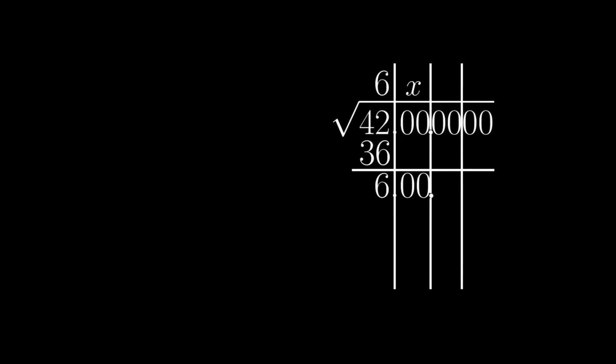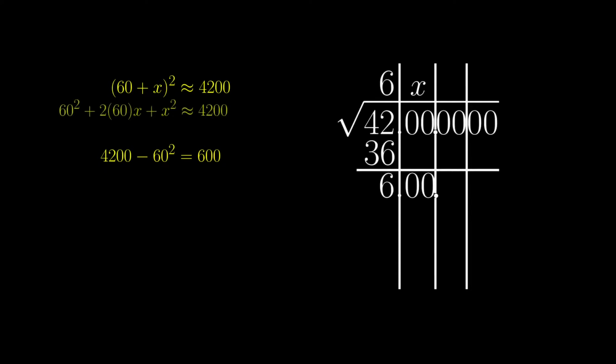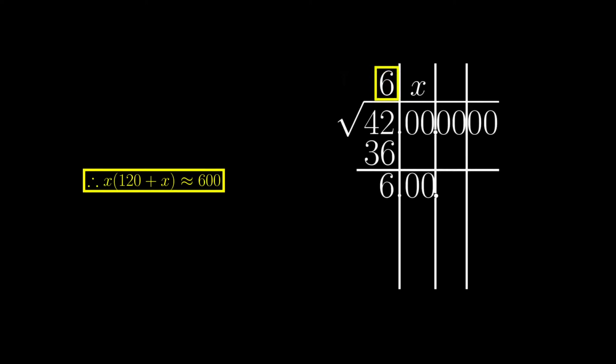Doing expansion on the first expression, we have x times 120 plus x just under 4200 minus 60 squared. And the second expression tells us that it is 600. So we have x times 120 plus x just under 600. This is exactly why in the next step, we will multiply 6 by 2 to get 12 and look for the number x, so that 120 plus x times x is just under 600. This explanation can be generalized to every slice and every square root.